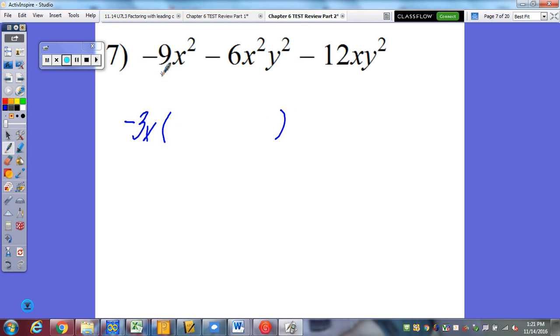So now what do we have? Well, we're going to divide each one of these by that negative 3x. Alright, so negative 9 divided by negative 3 is positive 3. X squared over x just gives me x. Negative 6 divided by negative 3 is positive 2. X squared over x gives me x. Y squared over nothing is just the y squared. It stays there. Negative 12 divided by negative 3 is positive 4. X over x cancels, and I'm left with just the y squared.